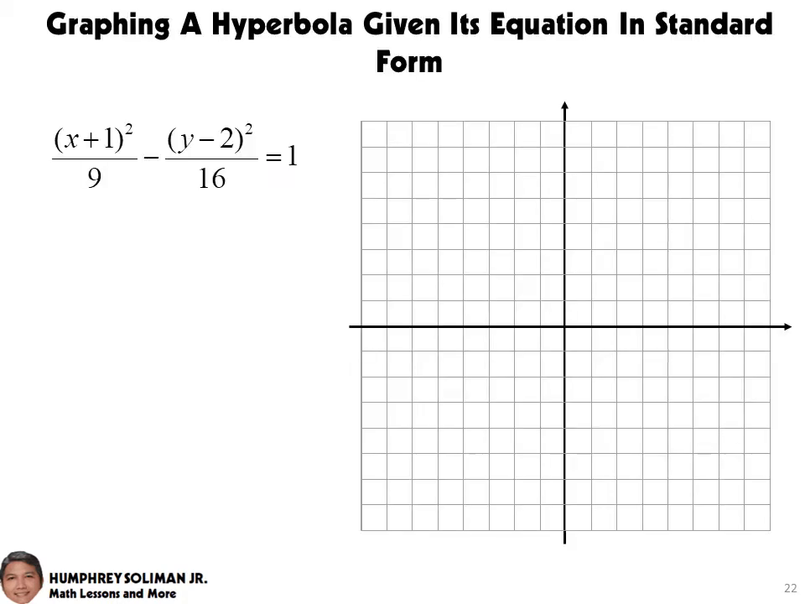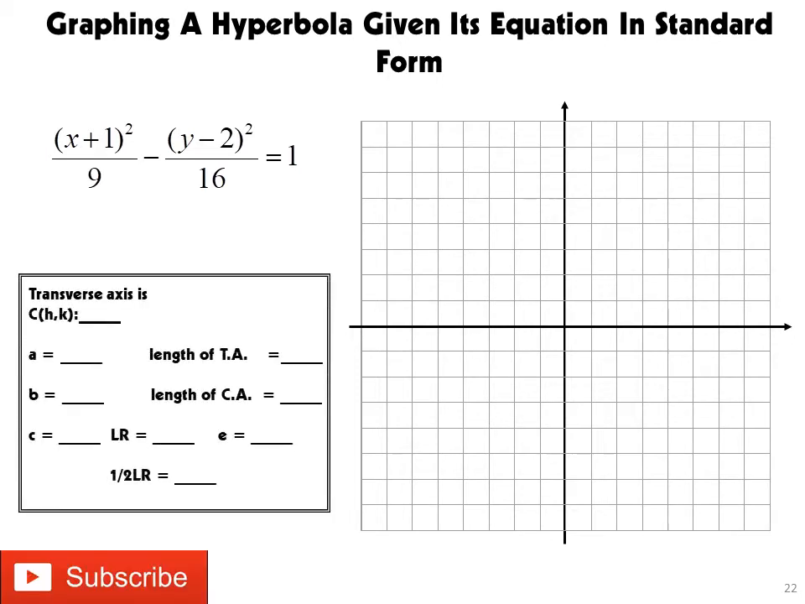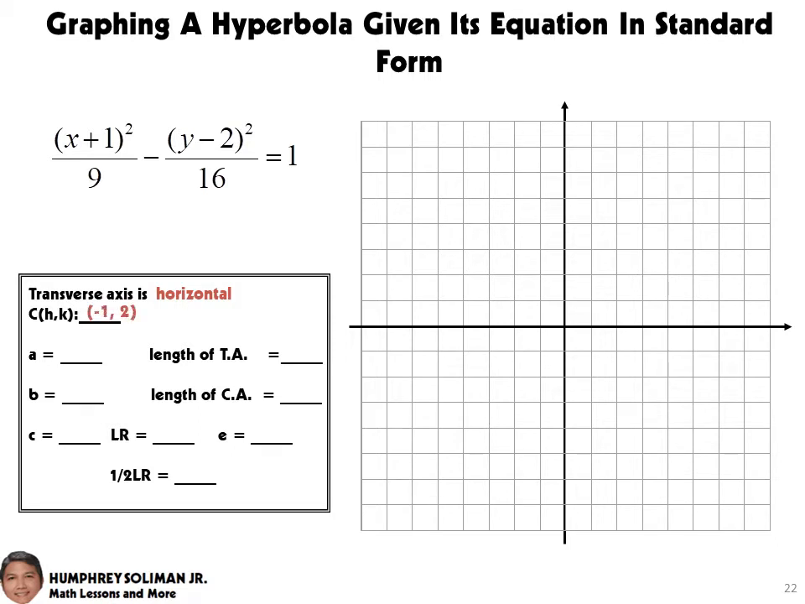Next is graphing a hyperbola. We will graph the hyperbola given in standard form below. We can do this by identifying first the values we need to graph. The x quantity is positive, so the transverse axis is horizontal. And the center is at (-1, 2).